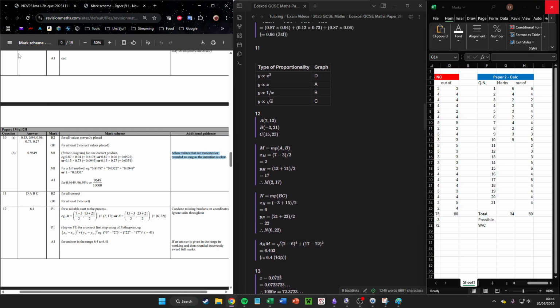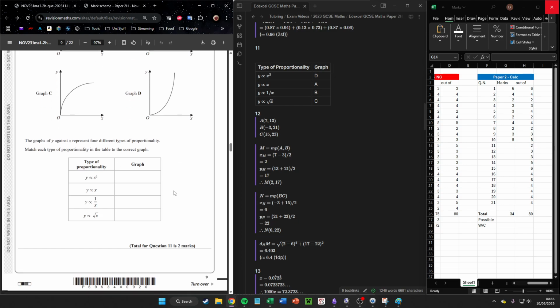Question 11. DABC. DABC. For all correct, 2 marks. Is that just double check? Yep.